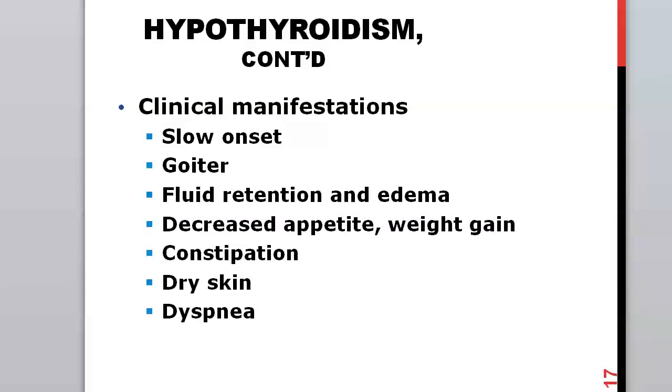So let's see how these patients present who develop hypothyroidism, okay? It's a very slow onset. That's really important to know. People just start to notice certain things, but really don't think too much of it. Like I said, older people just attribute it to getting older, and that's just the way you're supposed to feel. These symptoms can start to manifest over months or even years. Some people may notice a goiter. They may have fluid retention and edema, decreased appetite, weight gain, constipation, dry skin, and dyspnea.